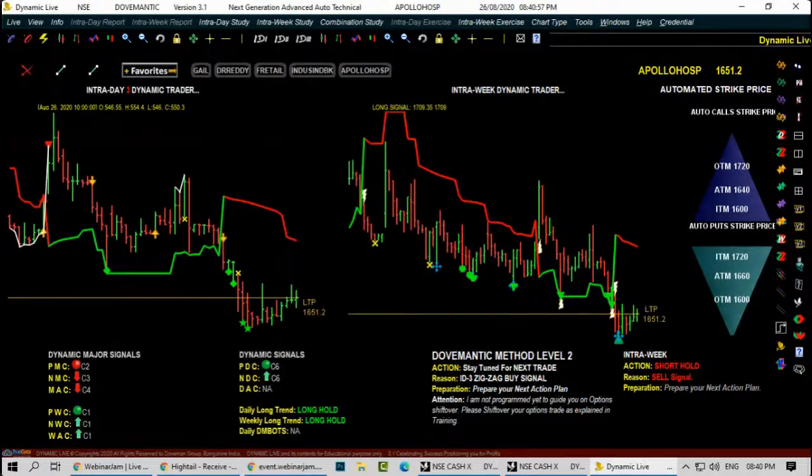Well, this is Apollo Hospital. You can see as of now, it says stay tuned for the next trade. So there is no trade as of now. We are waiting for the next trading opportunity.